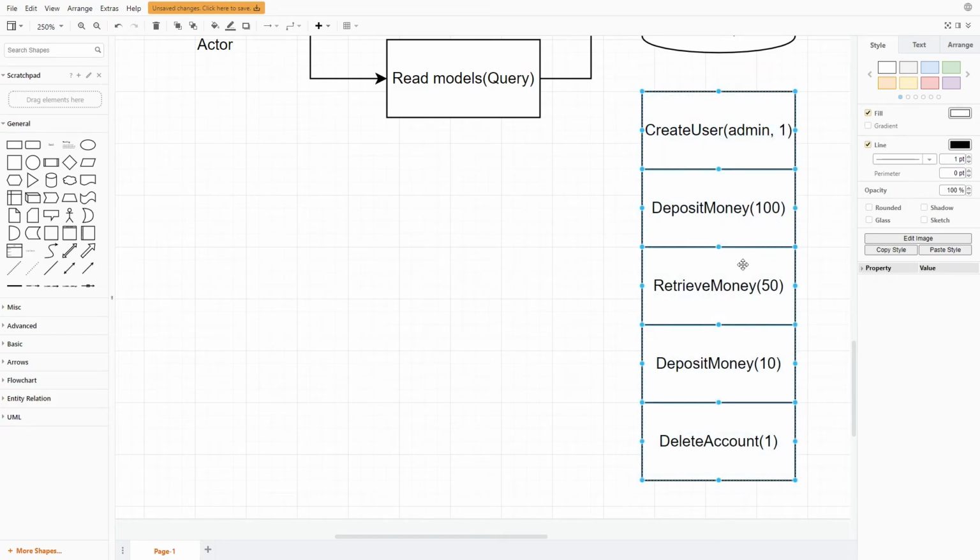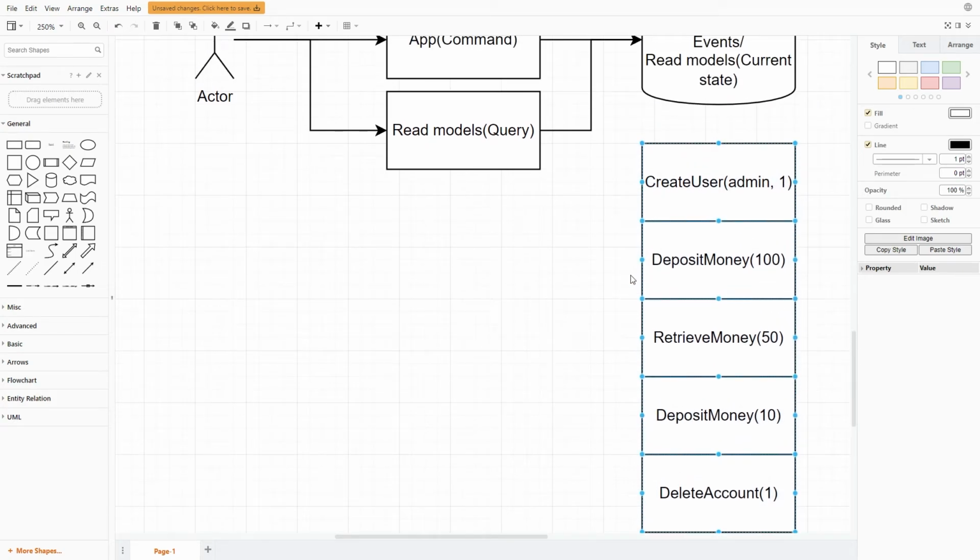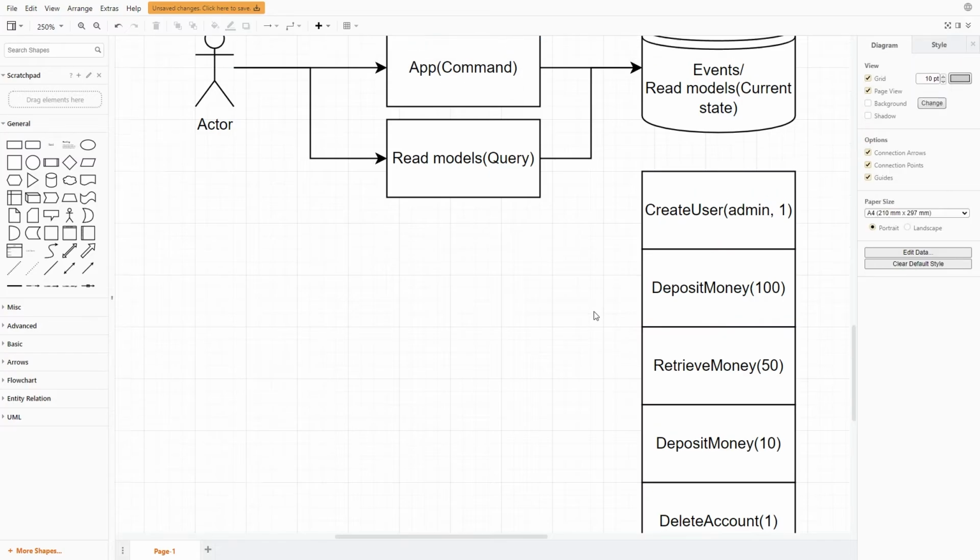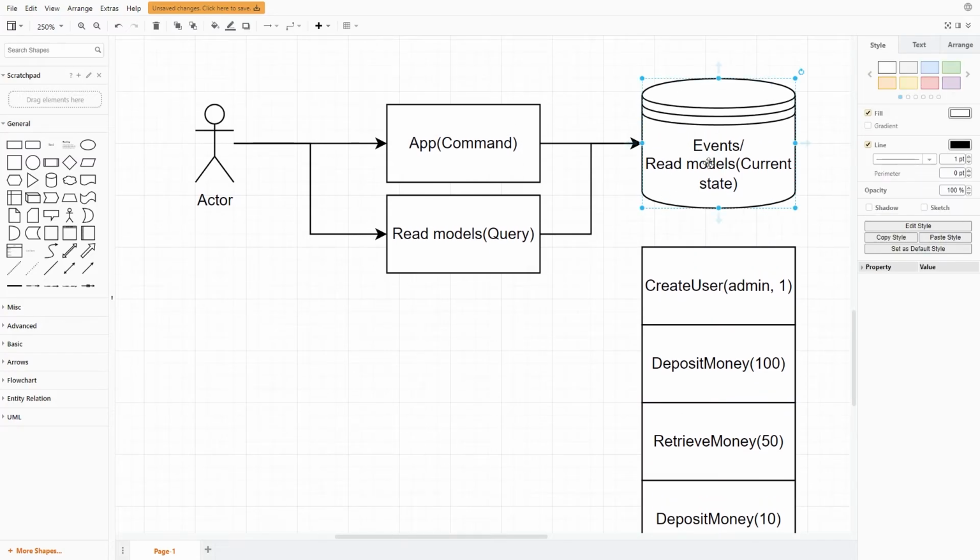So if I want to get my data for the last 10 years, I can do that with events. Very simple. And we store those events in a database, in a separate event store, wherever you like, typically in a database. All right, so that's how it works.